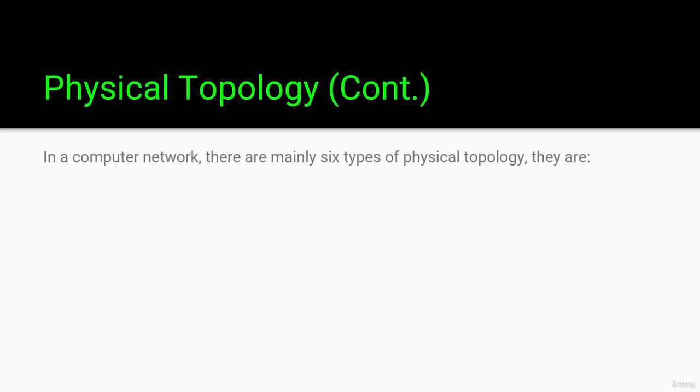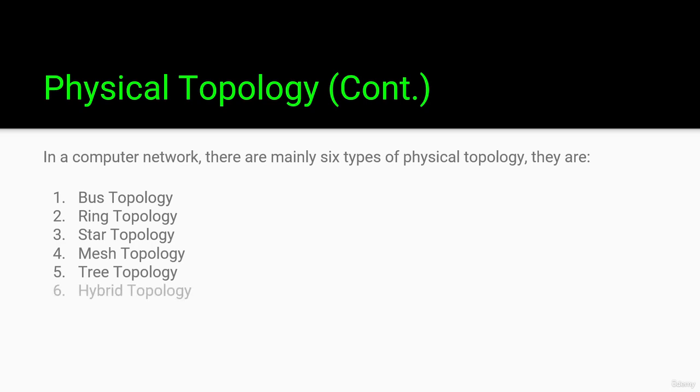In a computer network, there are mainly six types of physical topology. They are the bus topology, ring topology, star topology, mesh topology, tree topology, and hybrid topology. Now, let's learn these topologies one by one. Let's start with the bus topology.